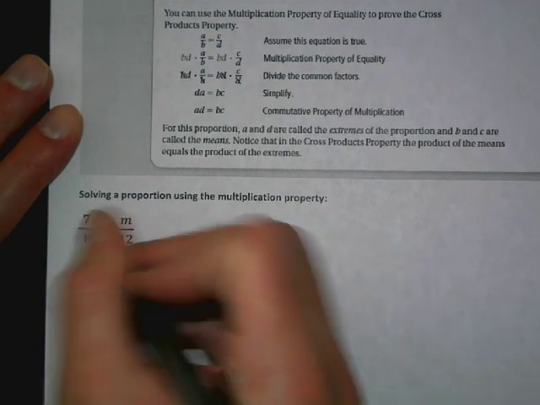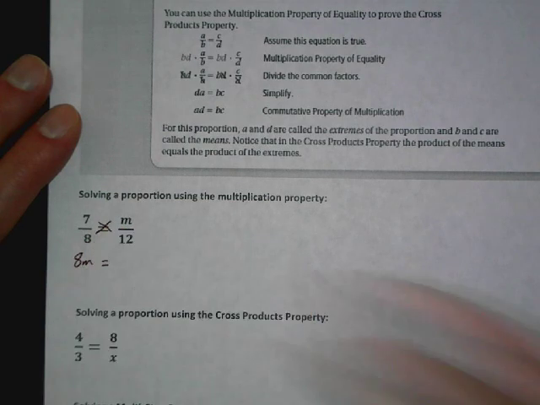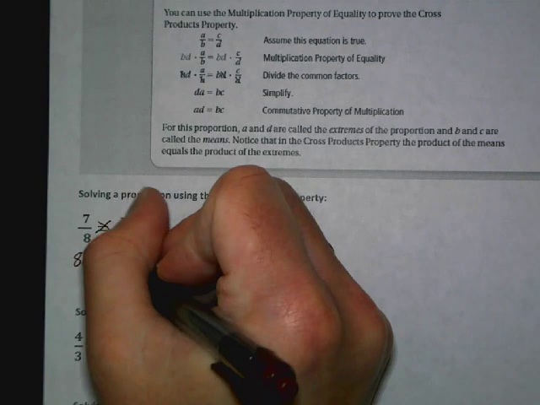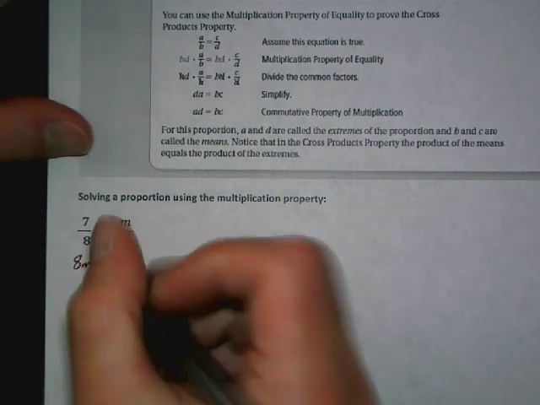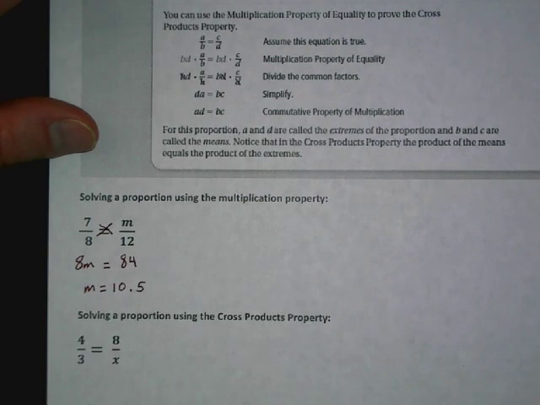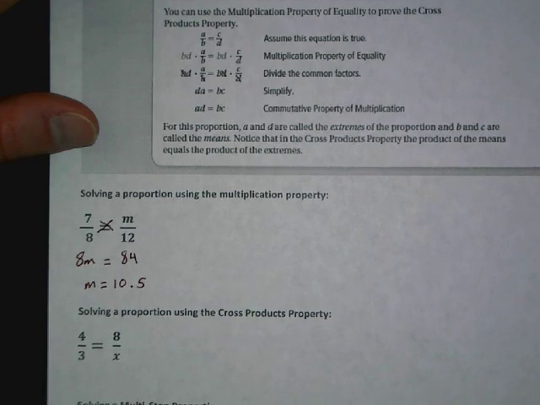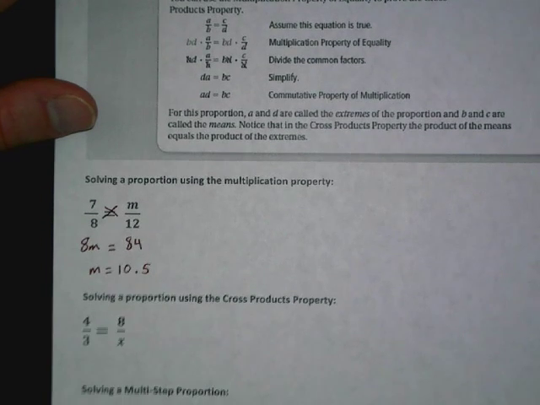So you got 8 times m gives you 8m. And then we got 7 times 12, which gives us 84. And after you do that, you only have one step left, which would be to do what? Divide by 8. And we're going to get a decimal here. And we get 10.5. Okay, so that looks kind of familiar, right?